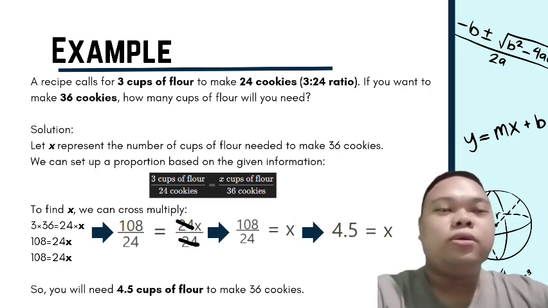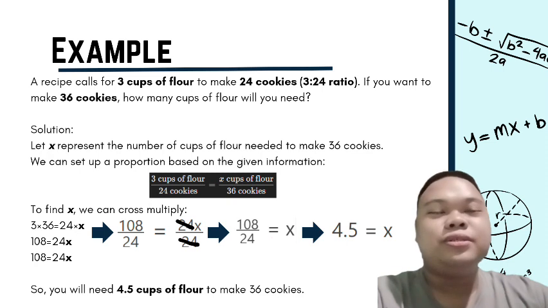So according to the law of equivalency, you must also divide 108 over 24. So 108 over 24 is equal to x. 108 over 24, or 108 divided by 24, is equal to 4.5, which is equal to x. So you will need 4.5 cups of flour to make 36 cookies. I hope you understood that.